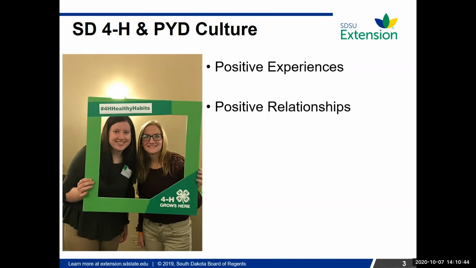Positive relationships. This is where their peers, adult leaders, younger and older youth with community professionals can all focus together on those relationships. One of the neatest things about 4-H is that we have members who are young, from 8 to 18, and that helps us develop relationships of all different types.